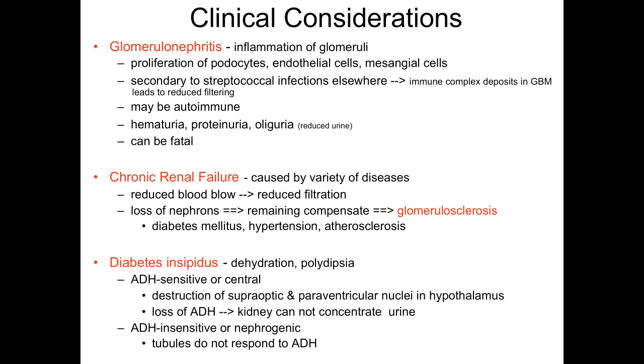Diabetes insipidus, we don't talk about it here. You may talk about it a little bit in physiology, but that can lead to dehydration and polydipsia. There's something called ADH sensitive or central diabetes insipidus. In this case, interestingly, there's destruction of the supraoptic and paraventricular nuclei in the hypothalamus. As a result, you have loss of ADH, and the kidney cannot concentrate urine.